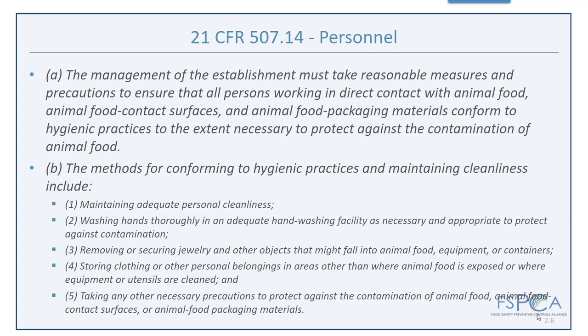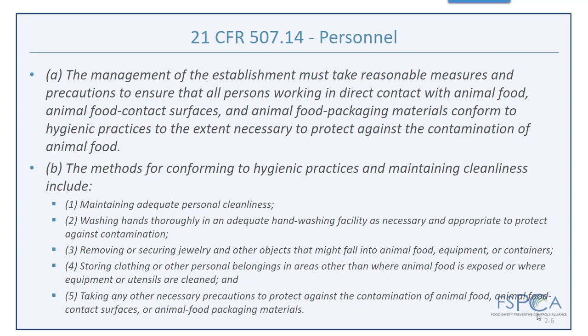So let's take a look at what this regulation says. The management of the establishment must take reasonable measures and precautions to ensure that all persons working in direct contact with animal food, animal food contact surfaces, and animal food packaging materials conform to hygienic practices to the extent necessary to protect against the contamination of animal food. So remember, we're in Subpart B. That means the management of an establishment is responsible for ensuring that this happens.